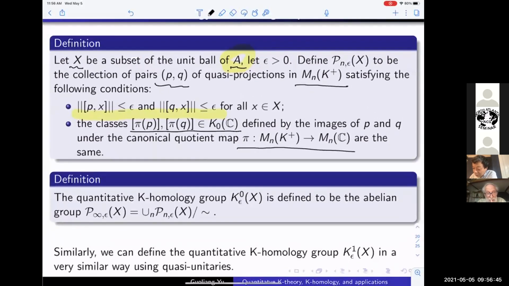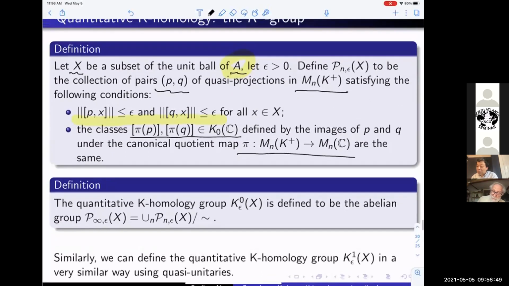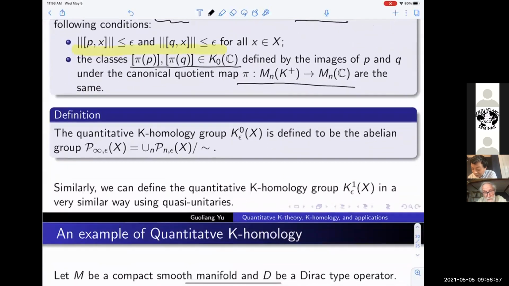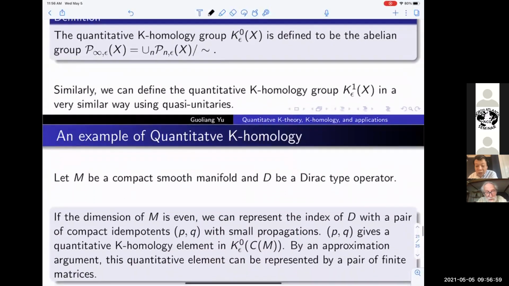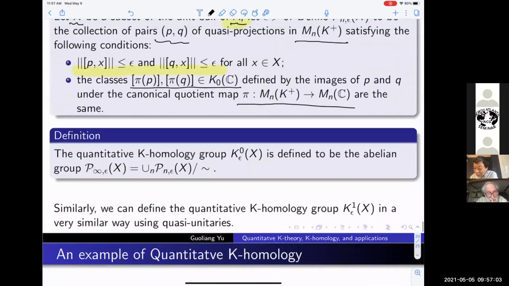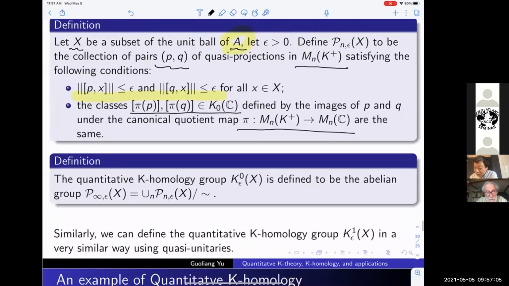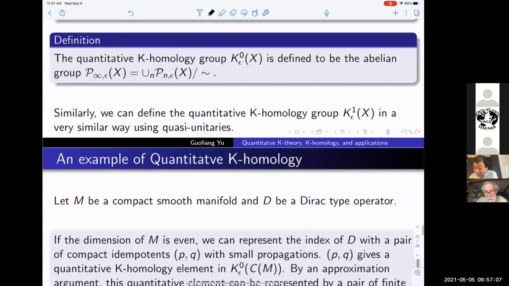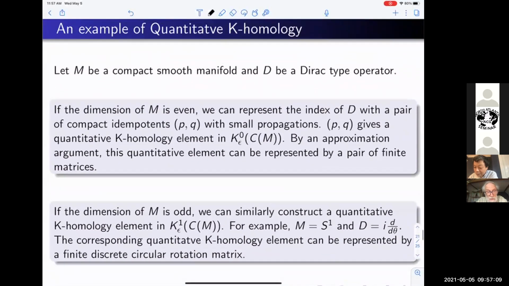So this epsilon is an epsilon control. This is the quantitative K-homology. It's basically represented by something almost compact, a pair of quasi-projections which are compact operators. Just to explain Alan's point, why is this natural? How is this definition motivated?